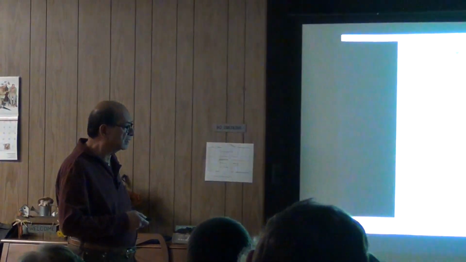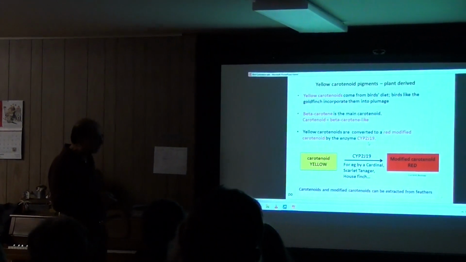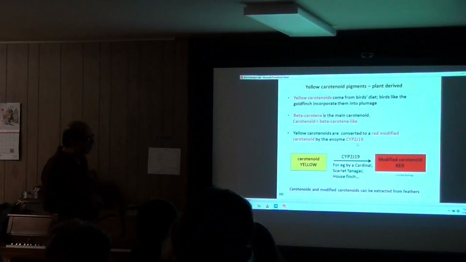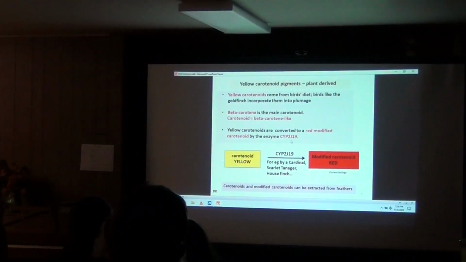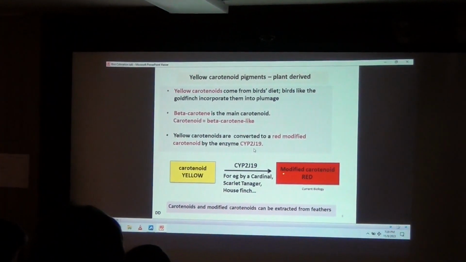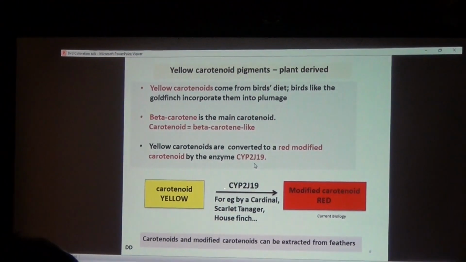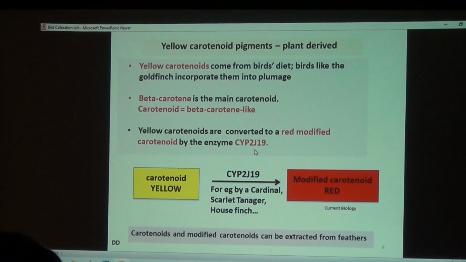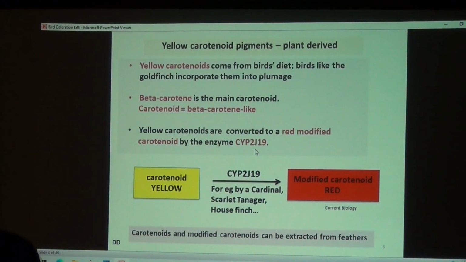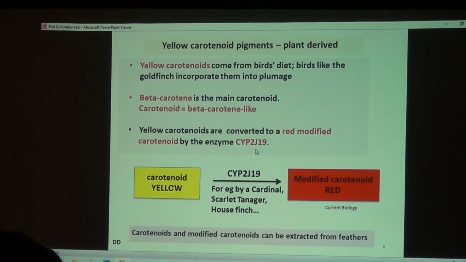So additionally, some birds like the cardinal, for example, scarlet tanager, house finch, that have red pigments, these red pigments are actually derived from yellow carotenoids by one enzymatic step, one enzymatic change, and that enzyme is CYP2J19. An enzyme is a protein that carries out a reaction in the body. And this enzyme is responsible for converting a yellow carotenoid to a modified red carotenoid.